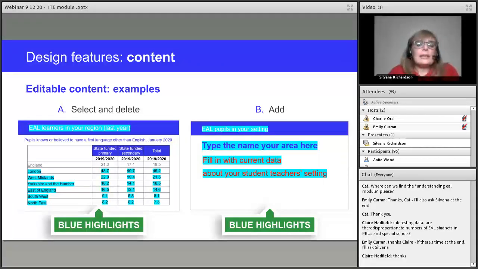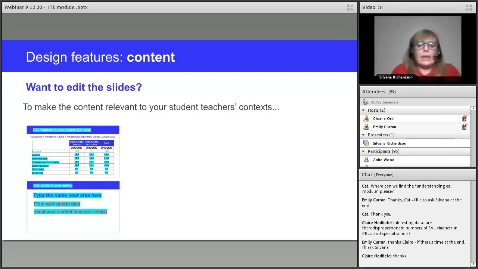We also included slides like this, where we invite you, if you want, to add more data, to drill it down even further. So for example, in East of England, this could be a Luton slide about EAL pupils in your setting, and you type the name of your area. We've got prompts there: type the name of your area, fill in with current data about your student teacher setting. It could be local authority level, it could be even school level if you have that information.